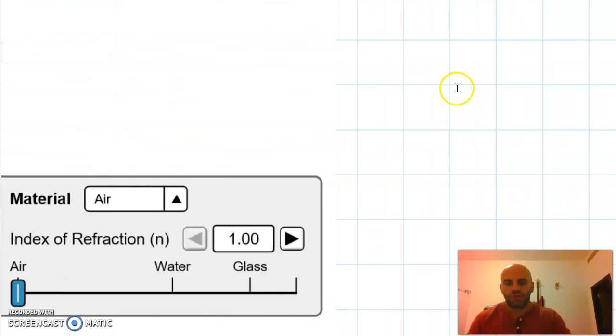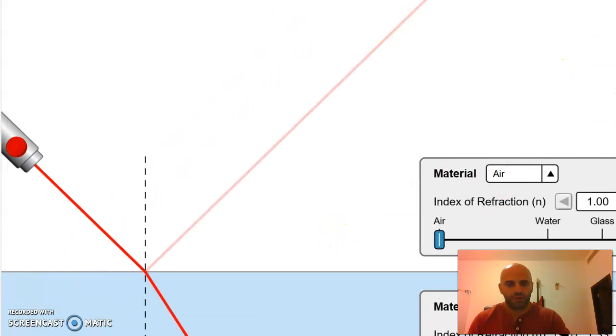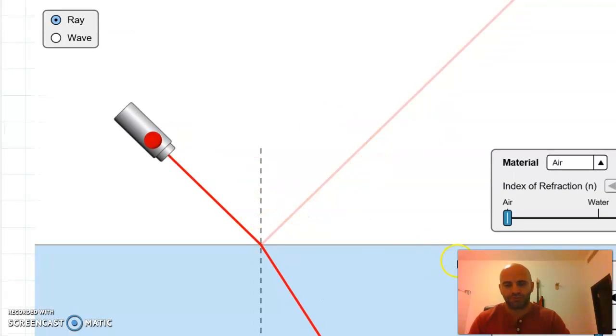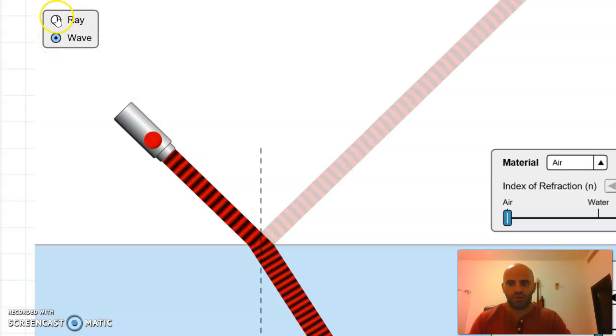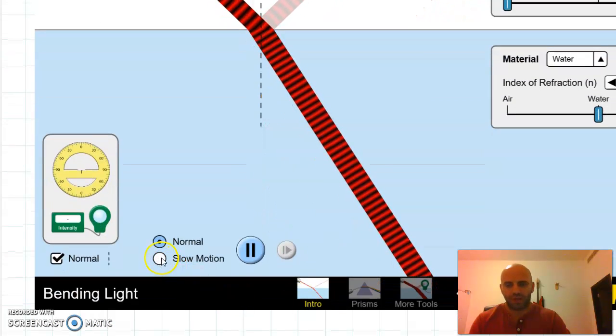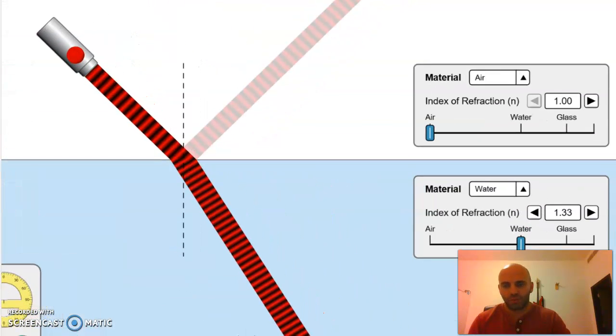So let's just pull up the simulation here just to get the ball rolling on this thing. So we've got our two materials, and the first one is air and the other one is water or glass or something like that. So I'm just going to change view here from the ray model that we're used to, and I'm going to put in the wave model. And on the simulation there's a way of slowing it down a little bit as well, so we can see the waves as they propagate through both materials.